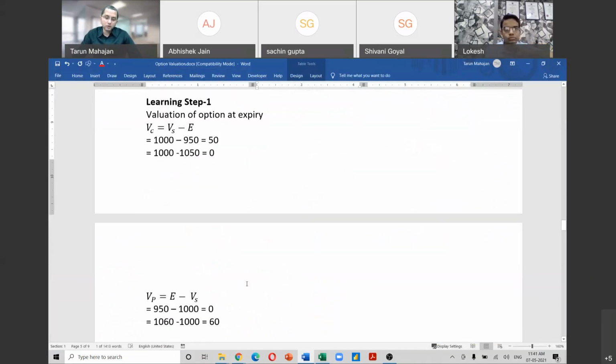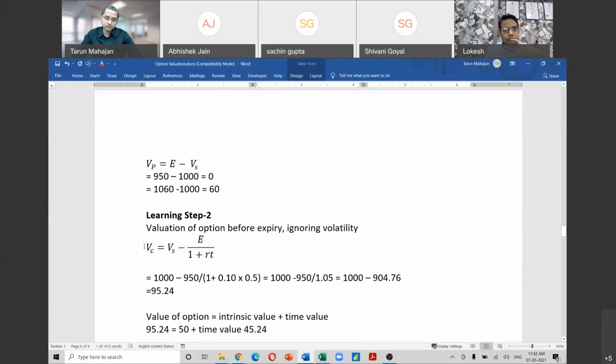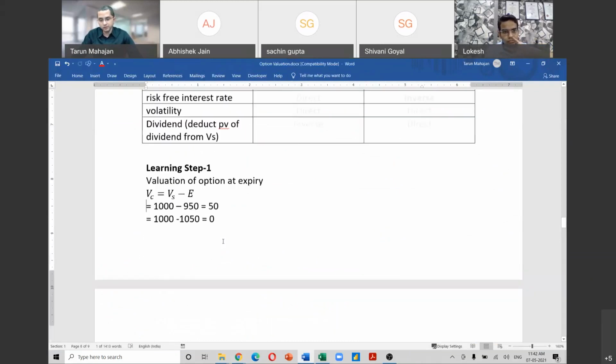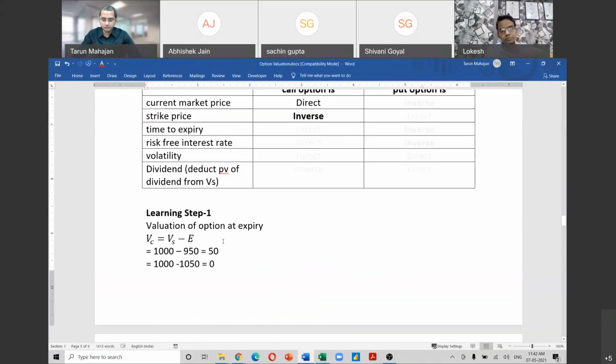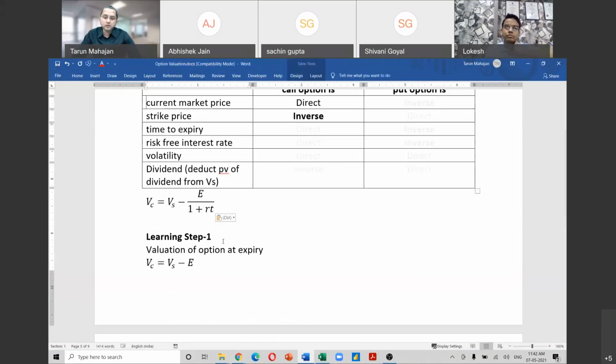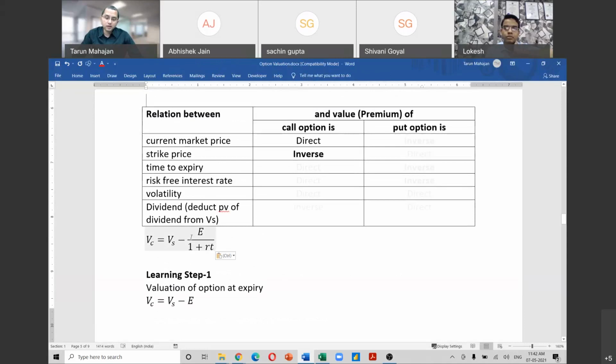Now look at this formula, okay? This one, I just copied and pasted it for you here. Look at this formula and tell me, if the time to expiry rises in this formula, what should happen to VC?